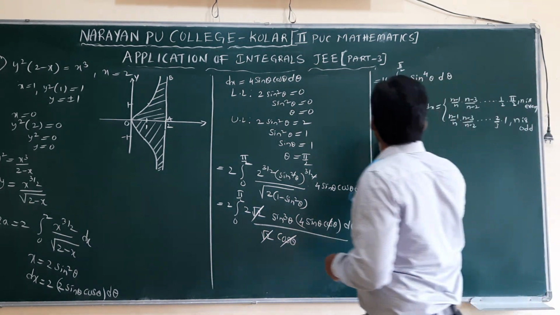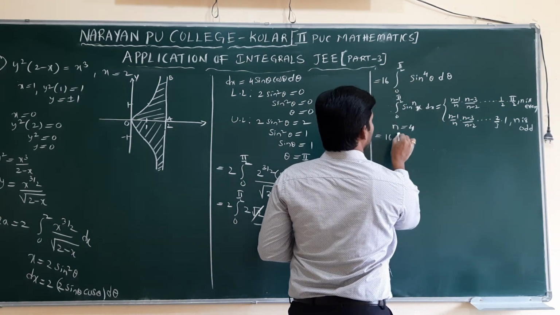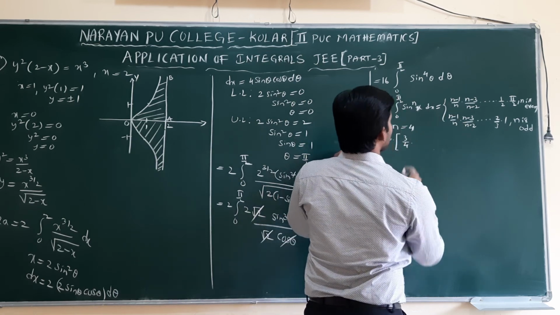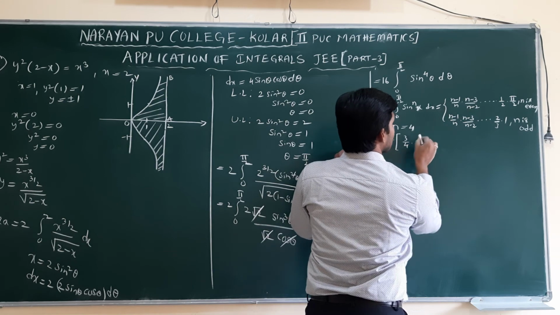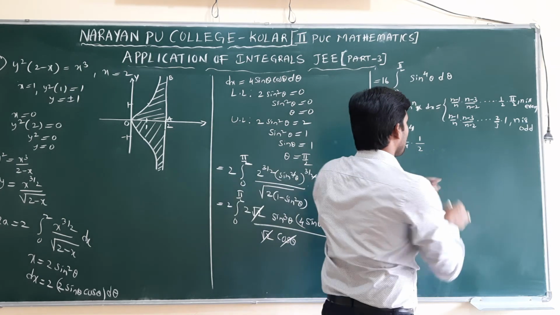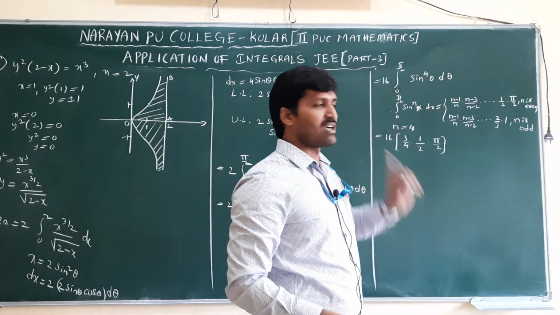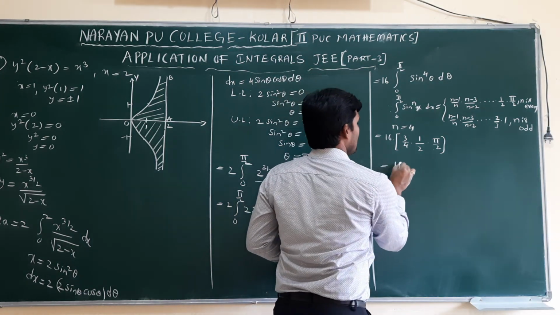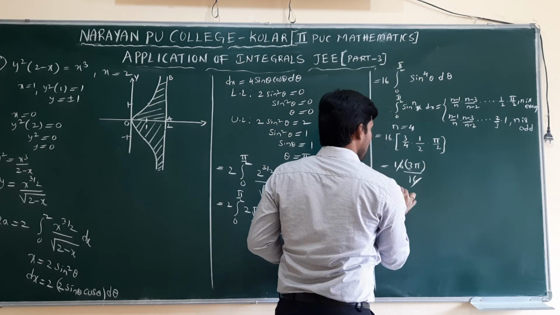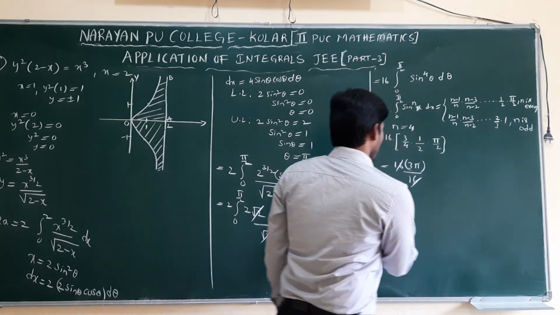Here n is 4 only, an even number, that's why 16 into (n minus 1) that is 3 by 4, into (n minus 3) that is 1 by (4 minus 2), 2. 1 by 2 we got. If you get 1 by 2, immediately we need to multiply with pi by 2. That's the answer. If you simplify, 16 into 3 pi by 16, the 16 cancels. The answer is 3 pi. That is option D, the correct one.